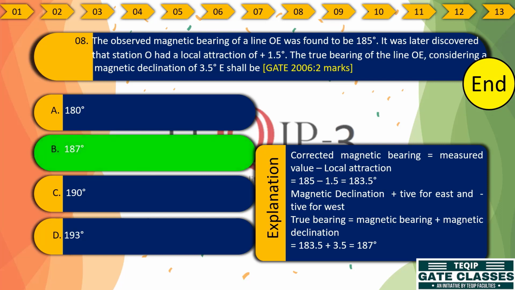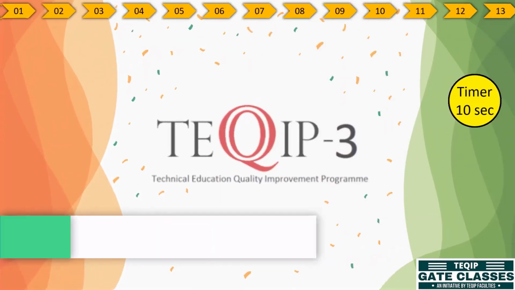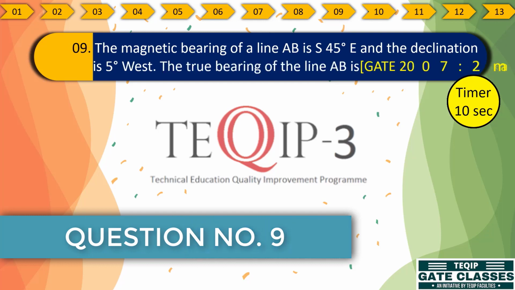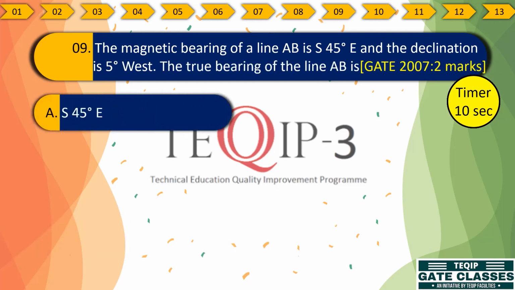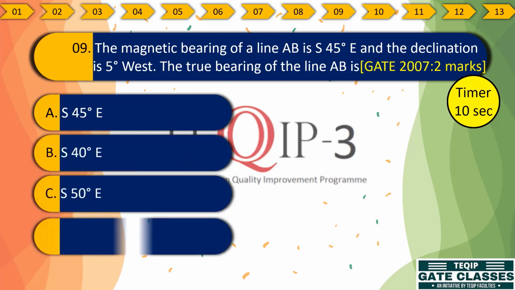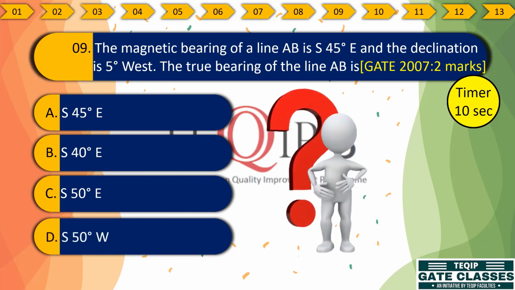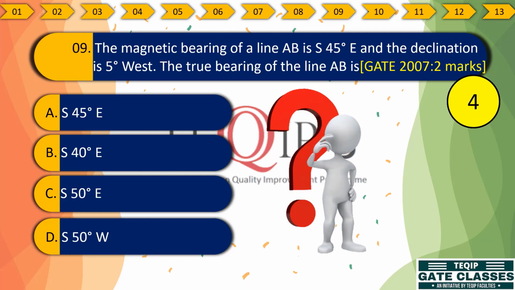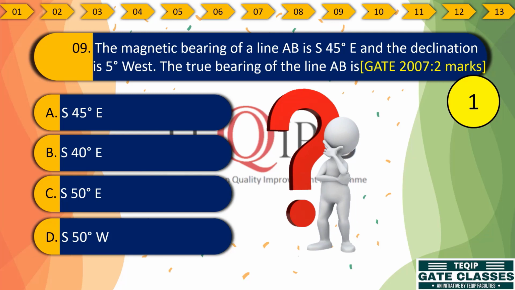Okay. So move to the next question, that is question number 9. The magnetic bearing of a line AB is south 45 degree east and the declination is 5 degree west. The true bearing of line AB is, the options are given here. So this is also the same concept as the previous question. So your time starts now. This question comes in GATE 2007, which carried 2 marks. So solve this question and answer on your screen now.